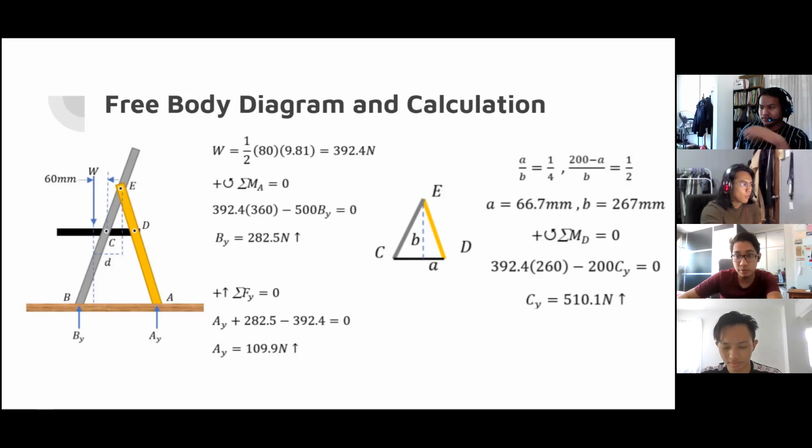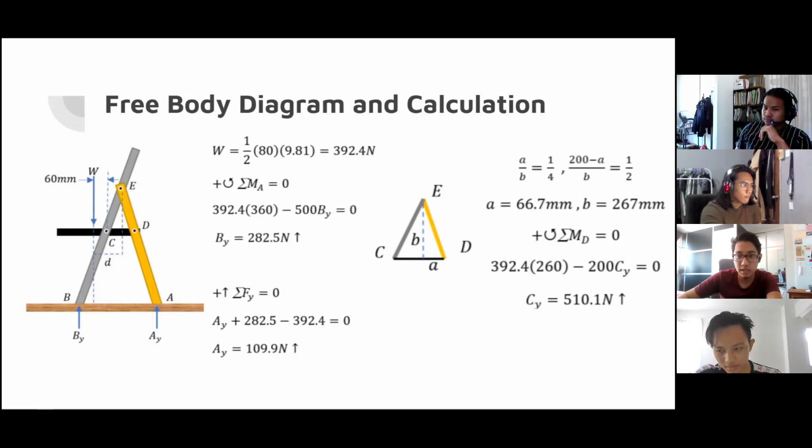For the triangle EDC, we make a ratio, a/b equal to 1/4, and here we get 200 minus a/b equal to 1/2. And we get a equal to 66.7 millimeters and b equal to 262 millimeters. For the moment at D, the total moment at D is 0.